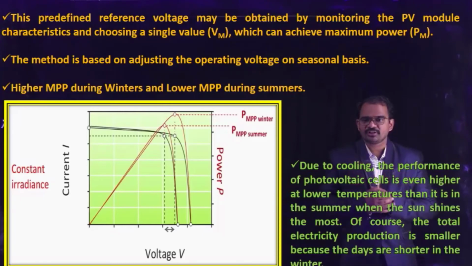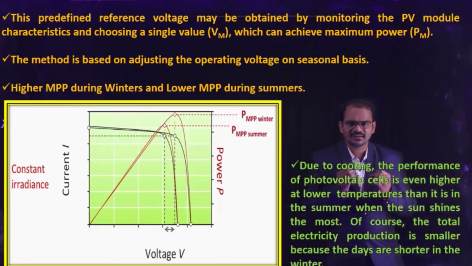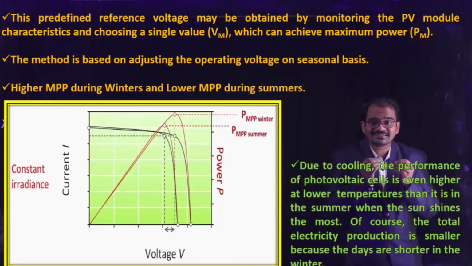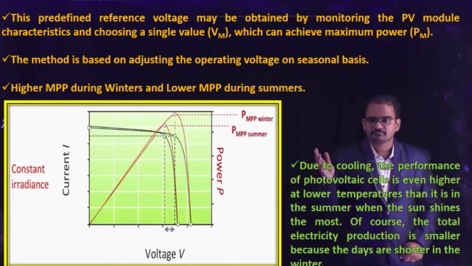So in this fixed voltage algorithm, the predefined reference voltage may be obtained by monitoring the PV module characteristics and choosing a single value, that is Vm, at which we will get the maximum power PM, which we have already discussed. So this method is based on adjusting the operating voltage on a seasonal basis. What is meant by the seasonal basis? You can see in the figure over here that there are two IV curves and two PV curves.